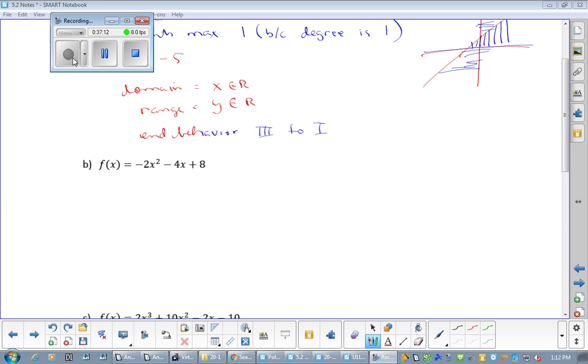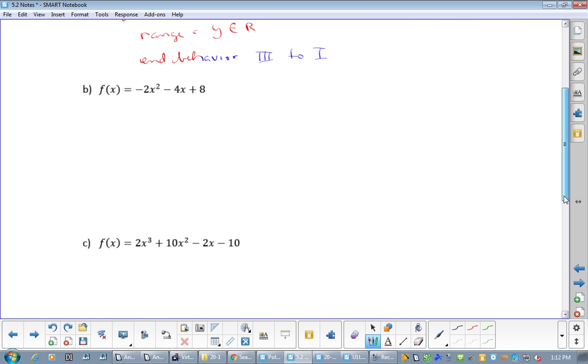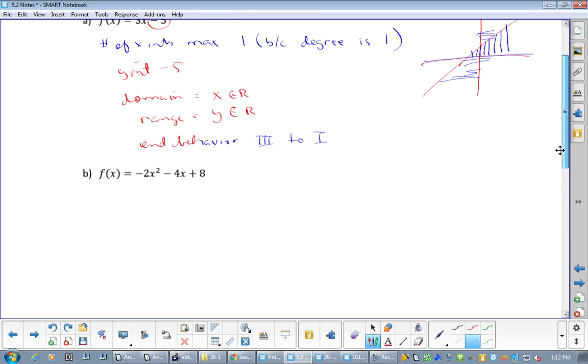We'll go. Okay, what is this one here? What was the last question? Number of turning points. What's the rule? 1 less than the degree is the maximum you can have. So this will definitely have 0. For the next one, x-intercepts: how many? 2 max.